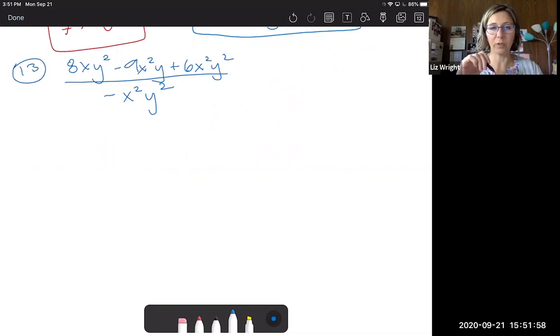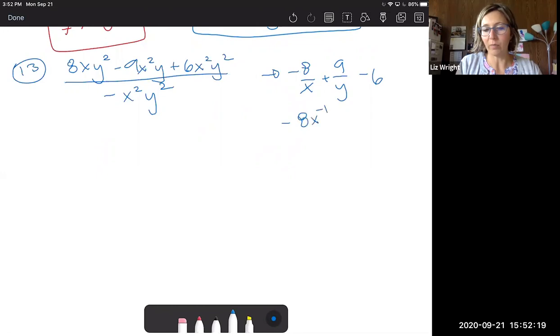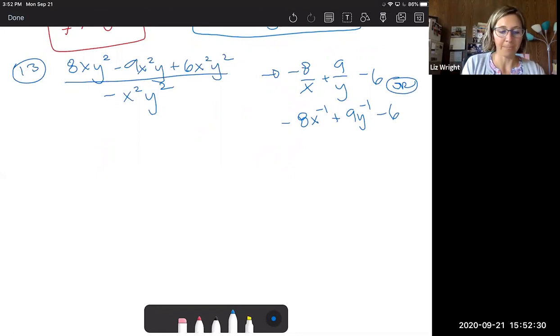You're going to split out the terms again, just like what we did in the previous example. So I'm going to have you try this one. And then when you are done, the answer should be, just so you can check, negative 8 over x plus 9 over y minus 6. You can also rewrite that as negative 8x to the negative 1 plus 9y to the negative 1 minus 6. Both of those are correct, and you should be able to recognize both of those as being the same. So you need to have both those answers written down.